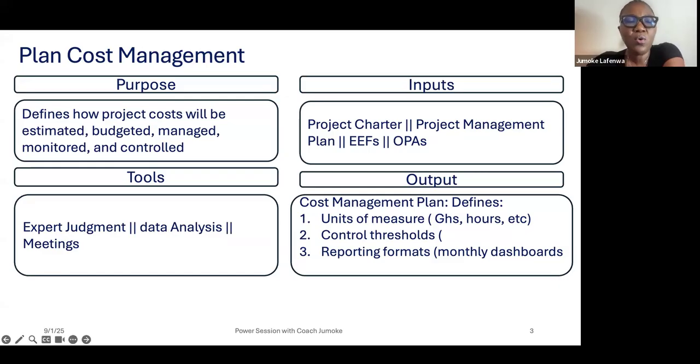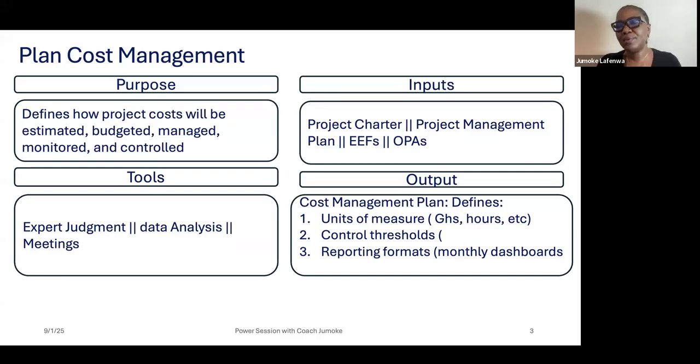For those of us who are familiar with MS Project, you know that when you need to set all this up, determine when we say 1 day, is it 4 hours? Is it 7 hours? Is it 5 hours? And when we say 1 week, is it Monday to Friday? Is it Monday to Saturday? Is it Monday to Sunday? So you need to determine all this and come up with units of measure that everyone on the project will use. And then another output will be control thresholds.